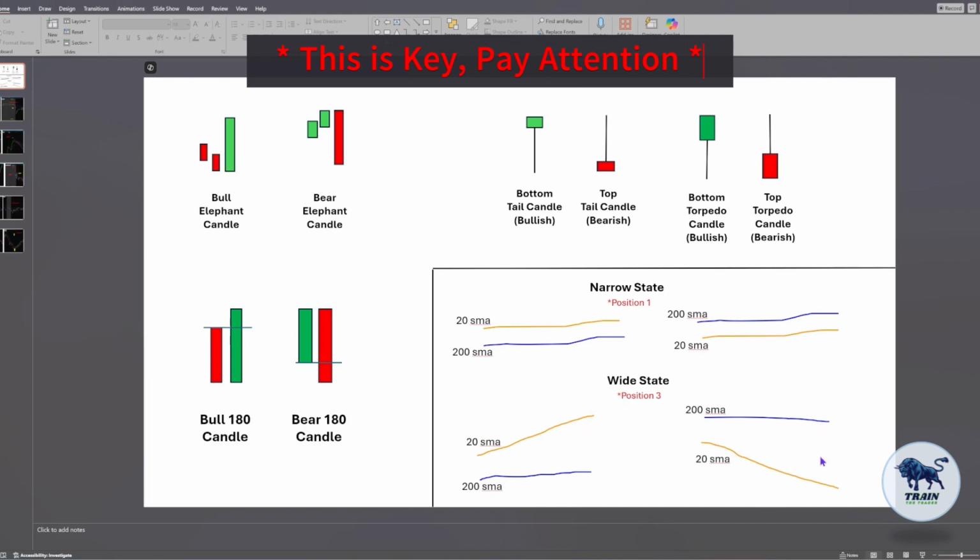Whether it's below, this will be a bearish picture wide state, or a bullish picture wide state. This is a bullish picture narrow state. Why am I calling it a bullish picture? Because the 20 is above the 200.